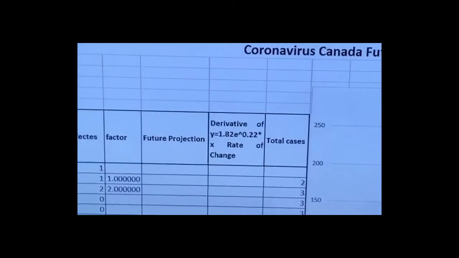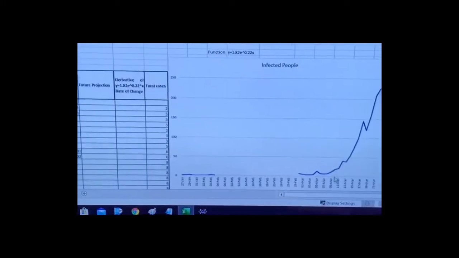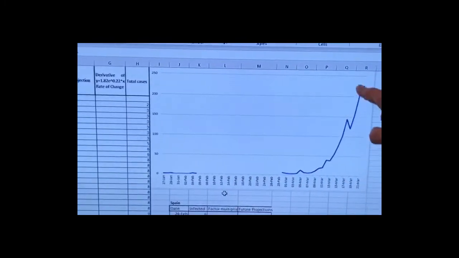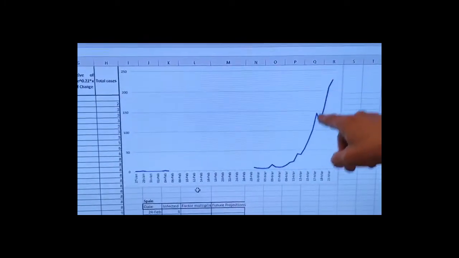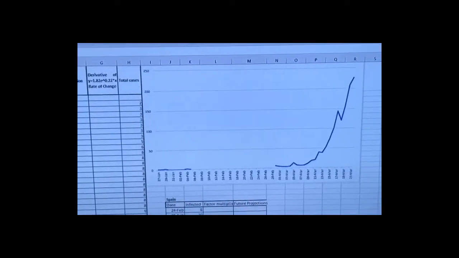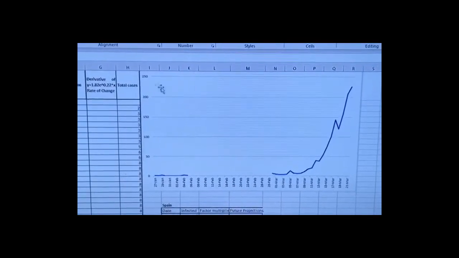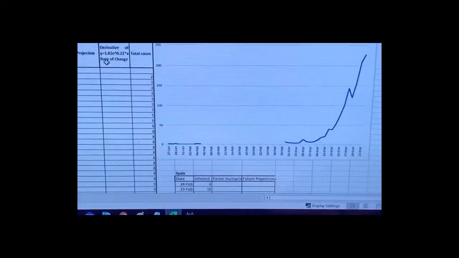I want to show something here. This is the graph I created because I took this data, and this is the graph I got. This is a typical exponential function, and there are two ways I can get the information to predict what happens with coronavirus. One of them is the typical equation using algebra, but I also can get the function for this graph, and I can use the derivative to get the rate of change, and I also know how many people are going to be infected every day.